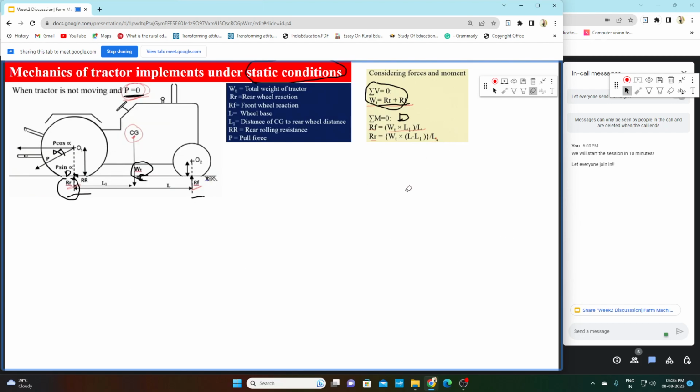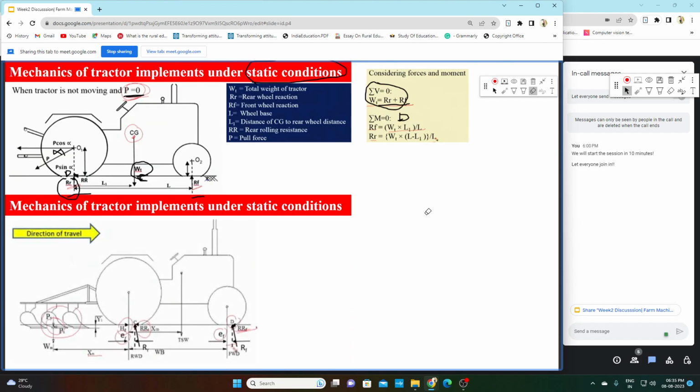Okay. Now second condition. Second condition is when the implement is not under static condition. Okay, so this is not under static condition, means under dynamic condition. This is not static. This is dynamic. Okay, this is dynamic conditions.